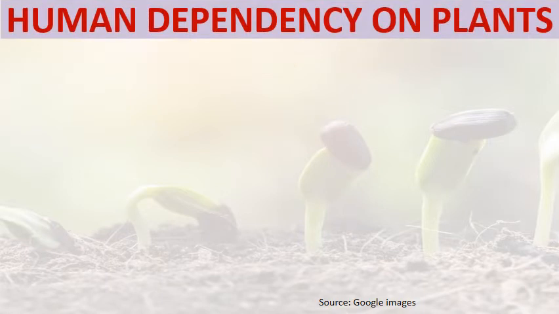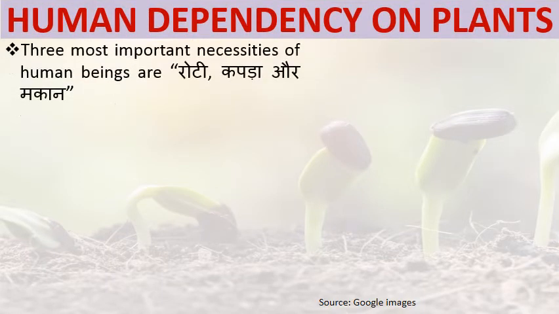Next comes human dependency on plants. So the very existence of man and all the animals is dependent on plants. And the three most important necessities of human beings are food, clothing, and shelter. In Hindi, we call it roti, kapda, aur makan. So these are the three basic necessities that are required for human existence.